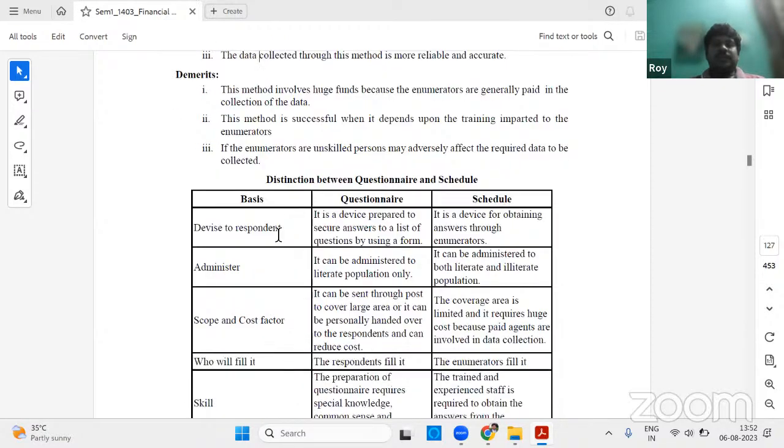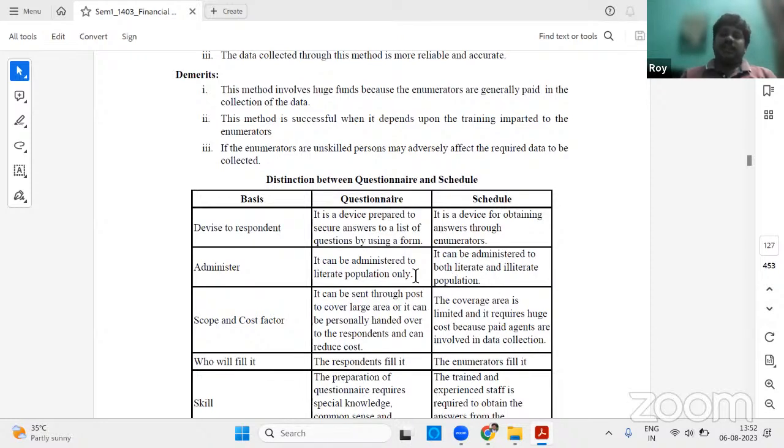Now, questionnaire and schedule. This is important. It is a device prepared to secure answers to a list of questions by using a form. A device for obtaining answers by the enumerator. If I'm using a laptop or anything, I will use this laptop to obtain the information from them. Who will administer? Only the literate population can do that, because they can read and they can answer. But to get the information from both literate and illiterate, we can do that.